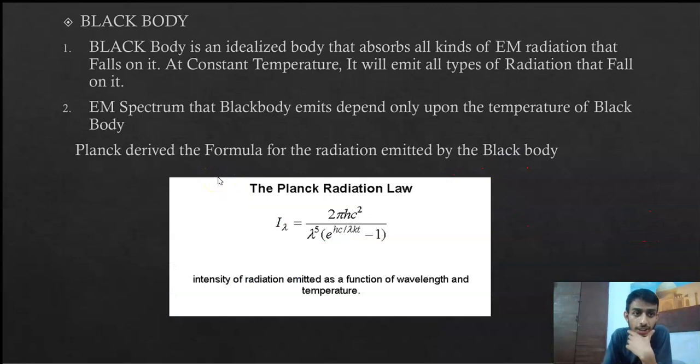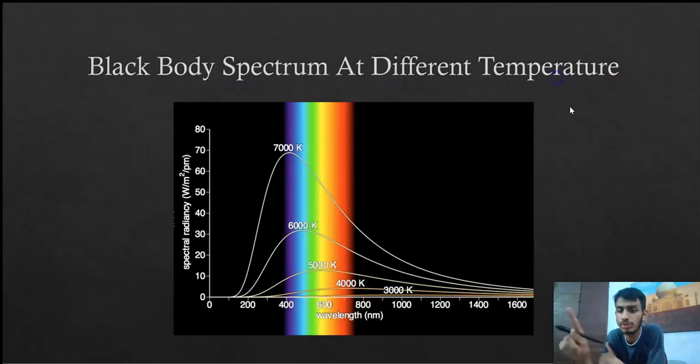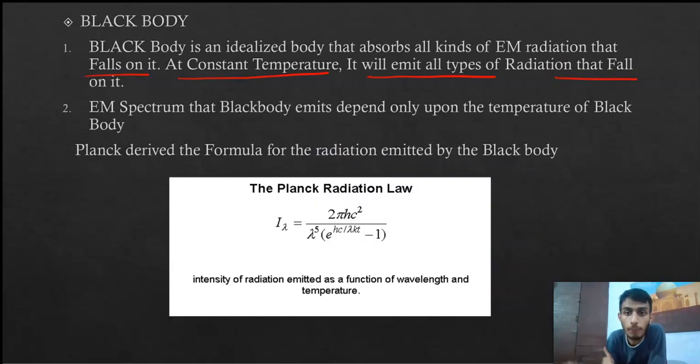So we have the black body. What is a black body? A black body is an idealized body that absorbs all kinds of EM radiation that falls on it, and at constant temperature, it will emit all types of radiation. The characteristic thing about a black body is that the light that a black body emits depends only on the temperature of the black body. It does not depend upon the nature of the black body.